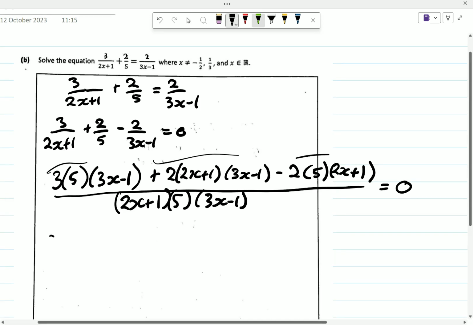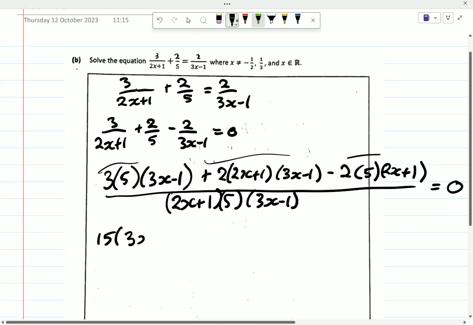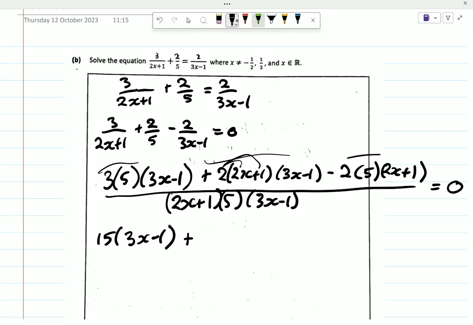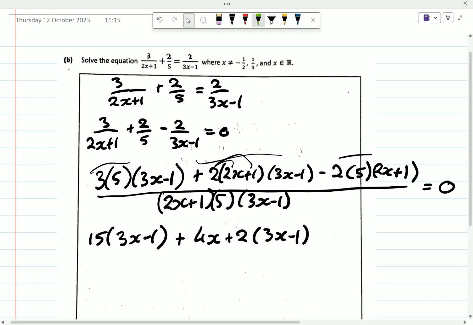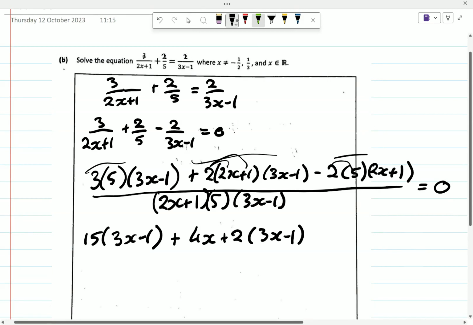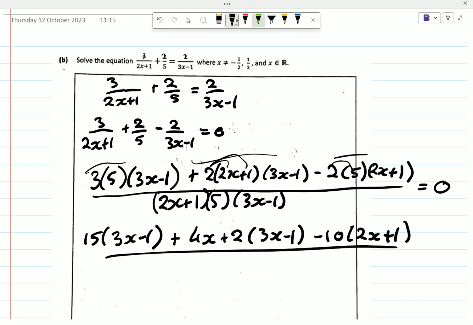So we have 3 times 5 is 15 times 3x minus 1 plus, okay, we'll multiply this one first, then 2 times that one. So 2 times 2x is 4x, and 2 times 1 is plus 2. And we can just save that for a minute. And minus 2 times 5 is minus 10. So that's minus 10 times 2x plus 1, all over 2x plus 1 times 5 times 3x minus 1. And that's all equal to 0.